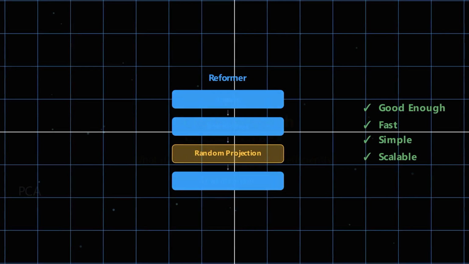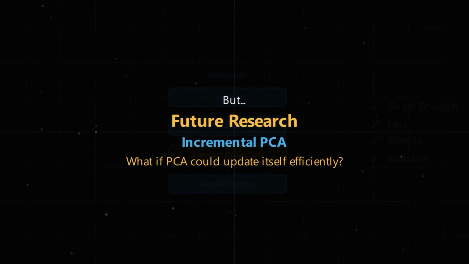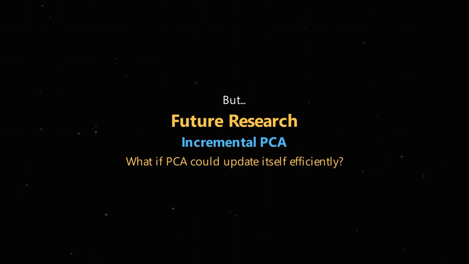But what if there were a way to update the principal directions continuously without recomputing everything from scratch? Could we combine the mathematical intelligence of PCA with the efficiency of Reformer? That question opens the door to an exciting research direction.